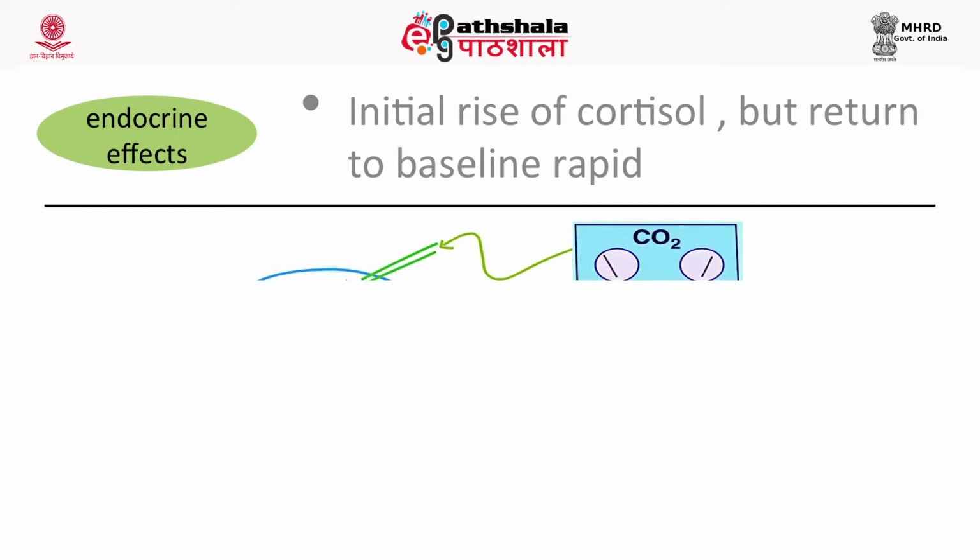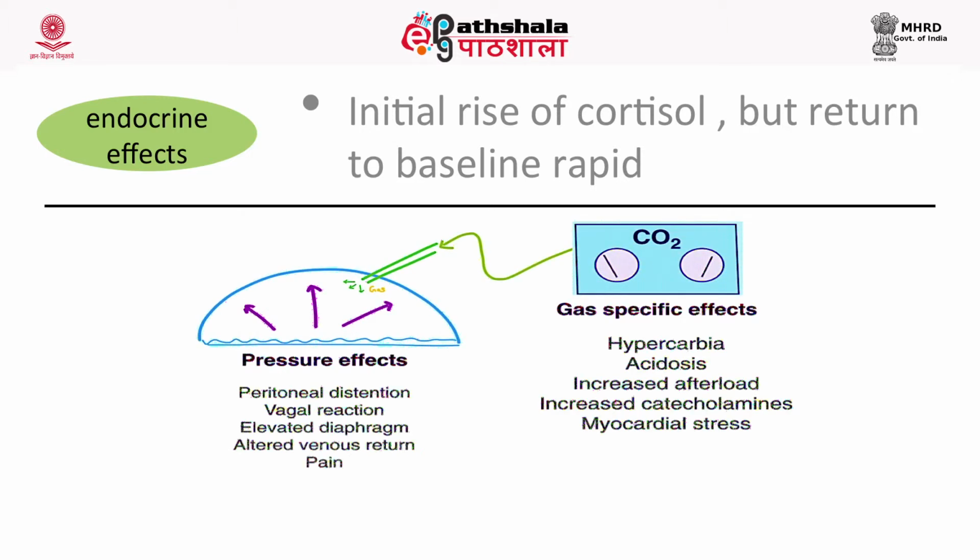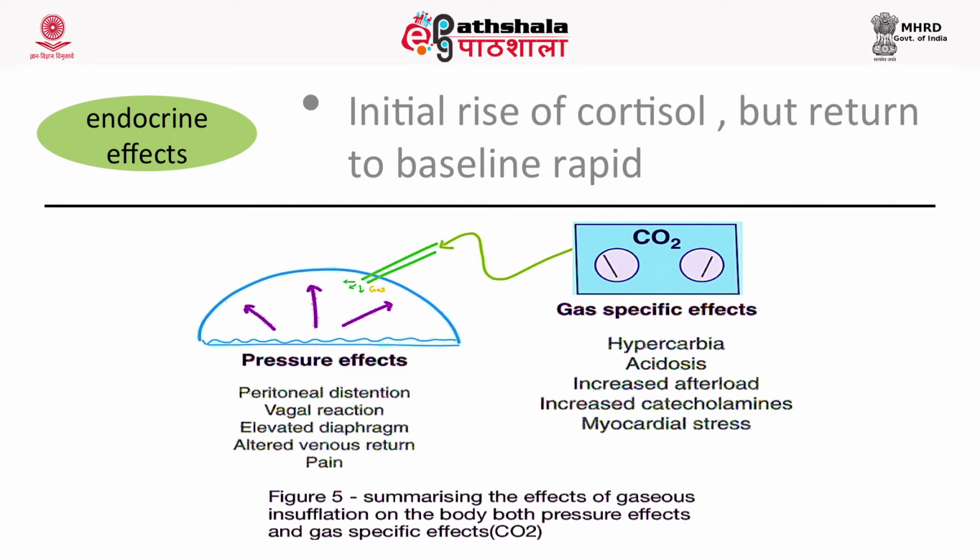Below there is a schematic diagram which shows the pressure effects and gas-specific effects of gases in laparoscopy. The pressure effects are peritoneal distension, vagal reaction, elevated diaphragm, splinting of the diaphragm, altered venous return and pain. The gas-specific effects, taking carbon dioxide as an example, are related to hypercarbia, acidosis, increased afterload, increased catecholamines and stress on the heart, that is, myocardial stress.